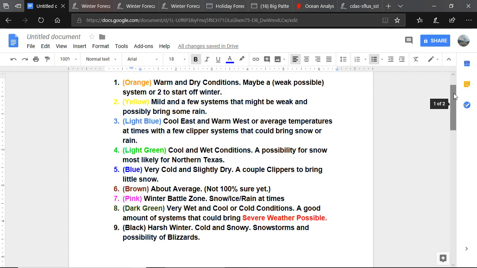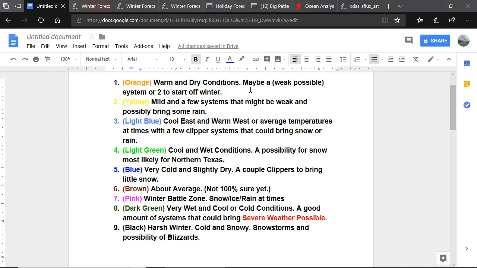That's region 1. Region 2, it's most likely the desert area. It's going to be mild, and a few systems that might be weak could possibly bring some rain to those areas. Now the light blue, we're starting to get a little bit interesting here. Cool in the east, warm in the west, or it could be average temperatures at times, with a few clipper systems that could bring some snow or rain.